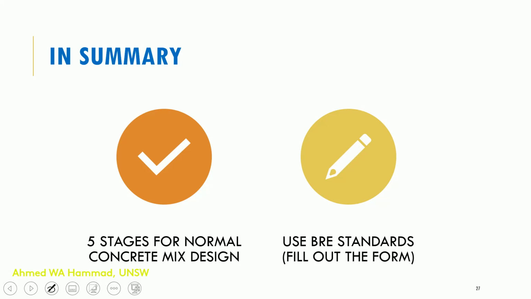So in summary, it's a 5-stage process for the design of normal concrete. In the process, I just described the procedure for designing normal concrete, so not any special types of concrete, just the normal type. To achieve that, I used the British Research Establishment Standards, and it was basically filling out the form and following the references that were given and specified in the form for you.